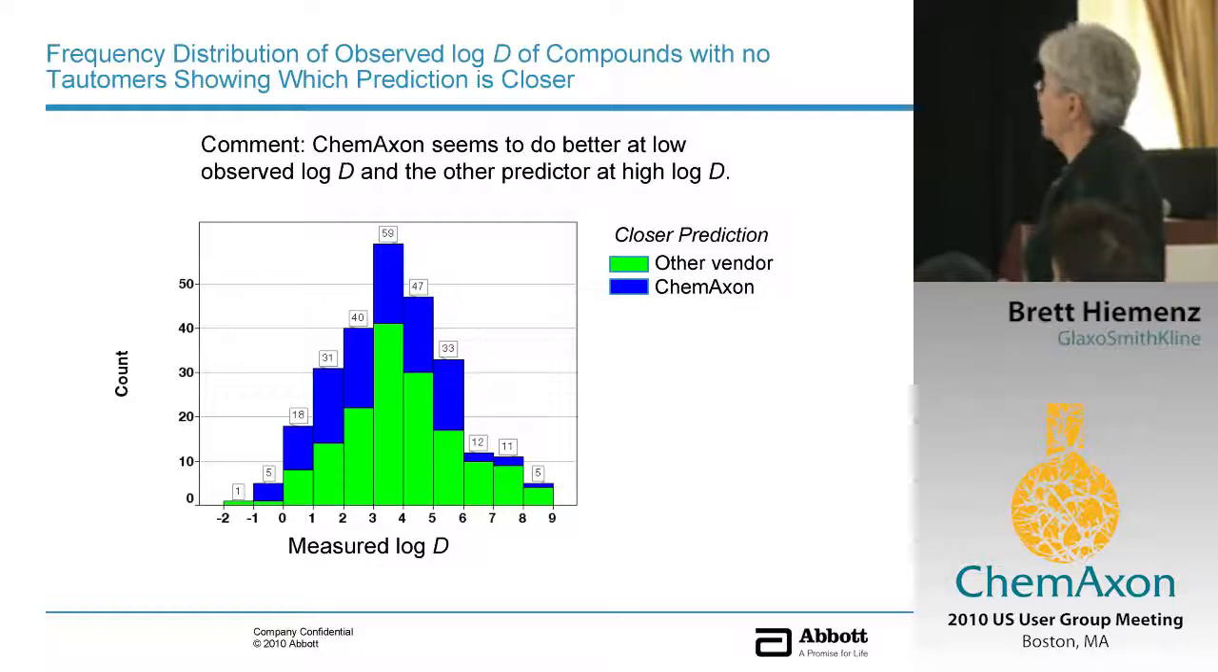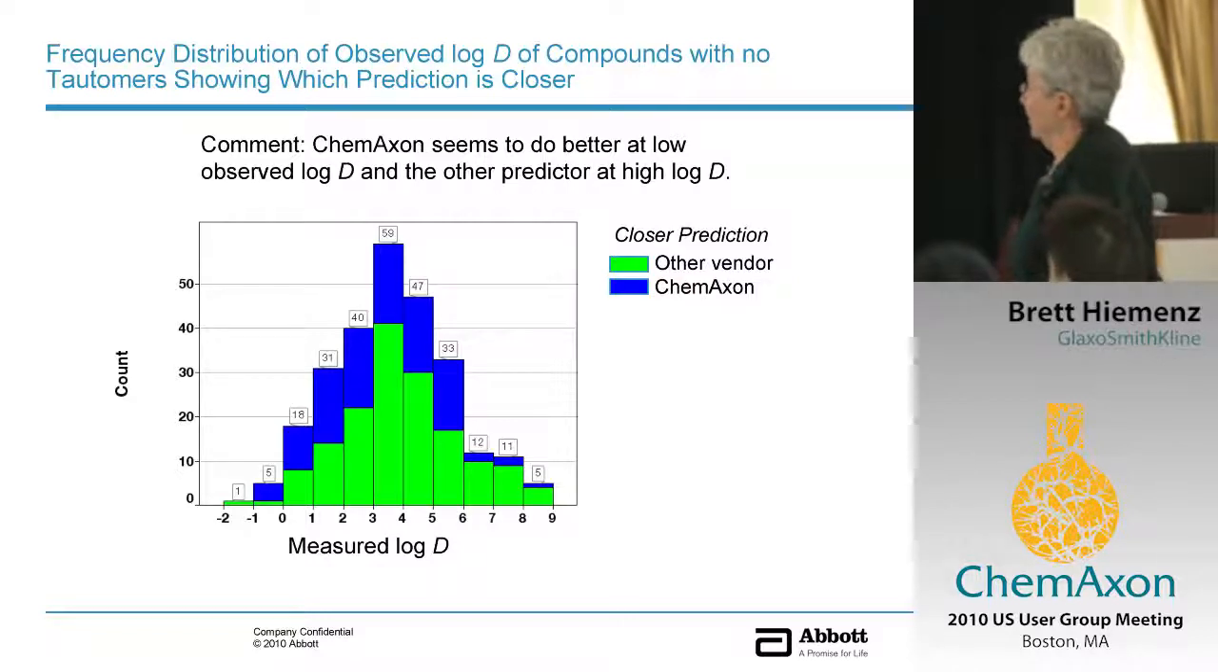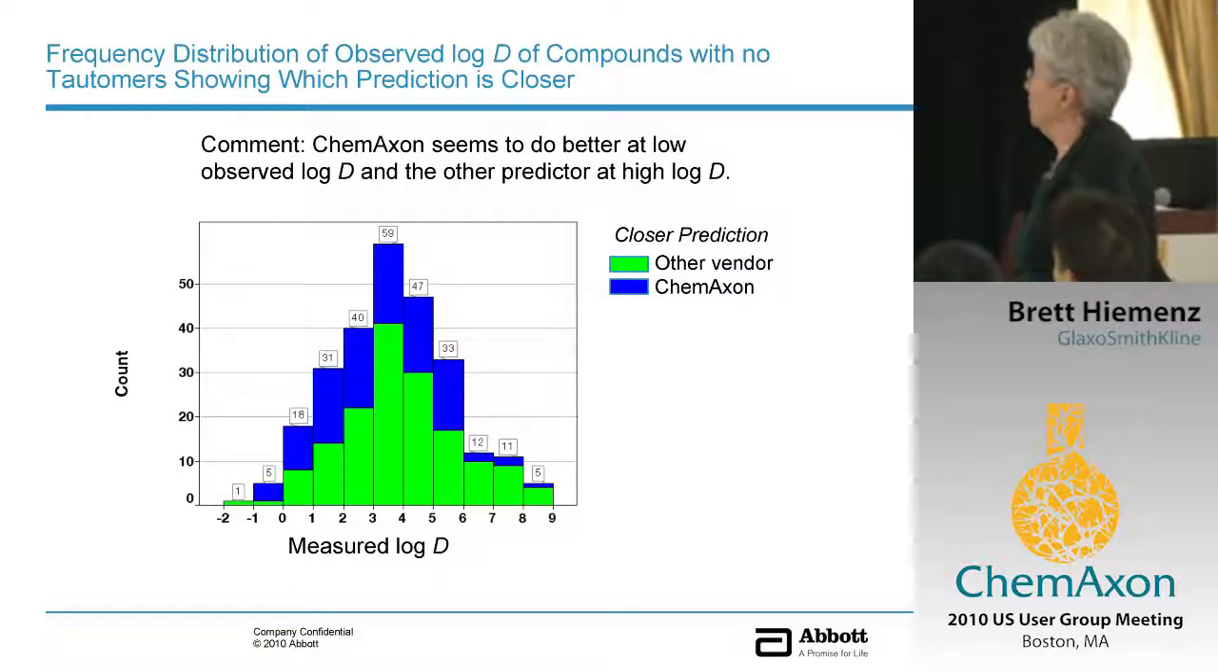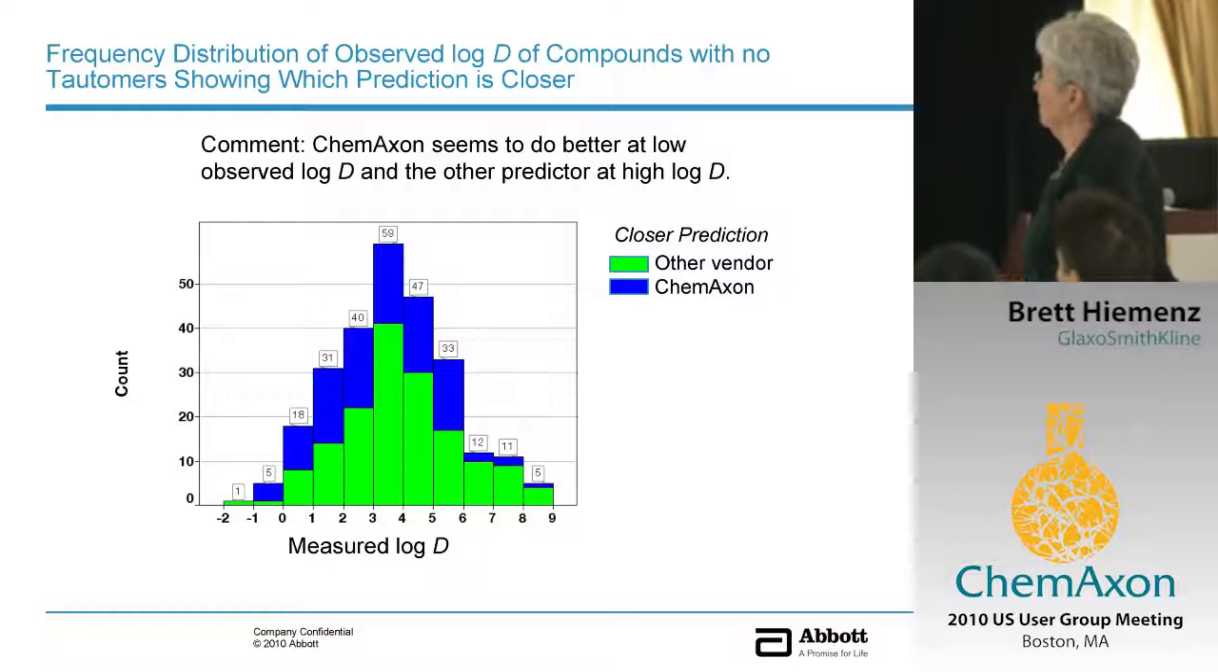And this is the measured log D along here in different intervals. How many compounds? Most of them are, you know, there are too many way up at this end. Like everybody else, we've got too many compounds that we shouldn't be making. But then it's colored by which one has the closer prediction. And again, you see they're kind of tied for which is better.